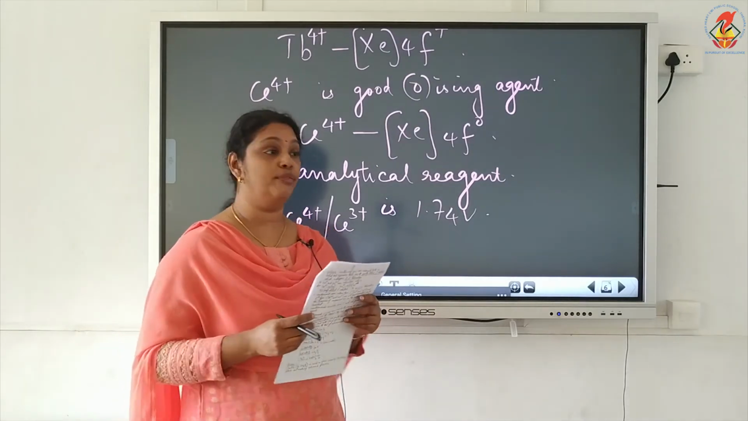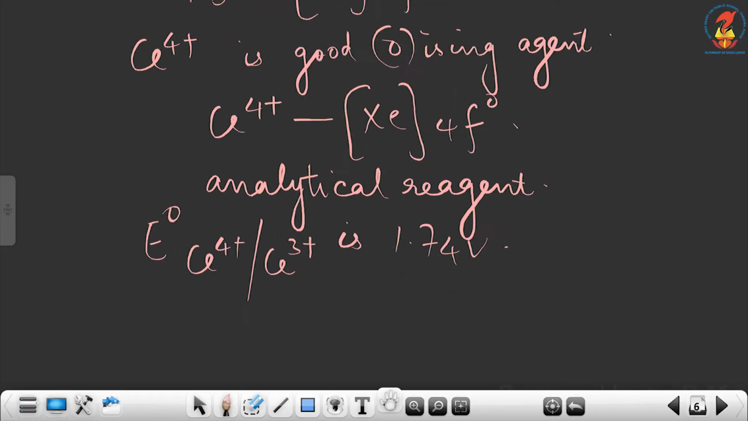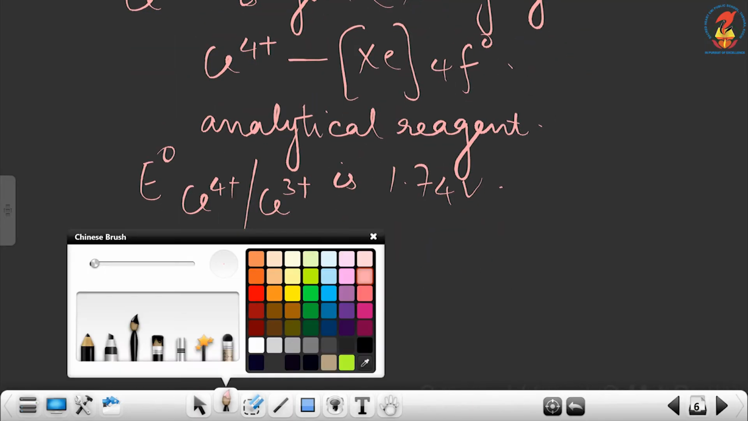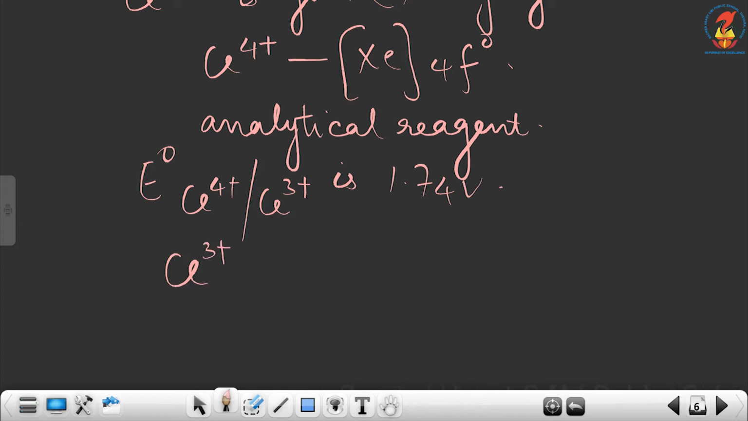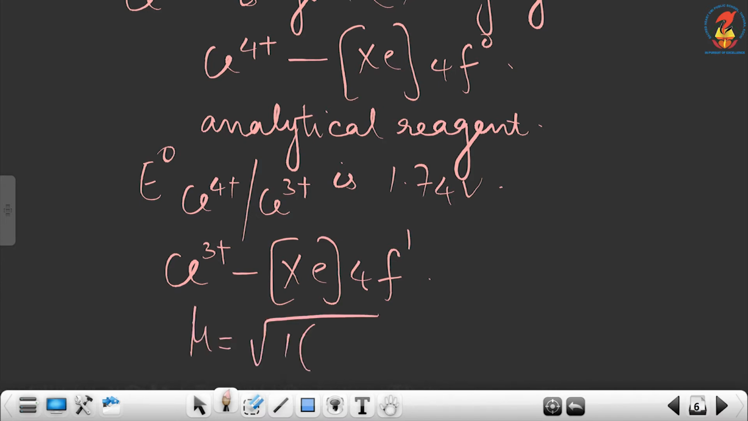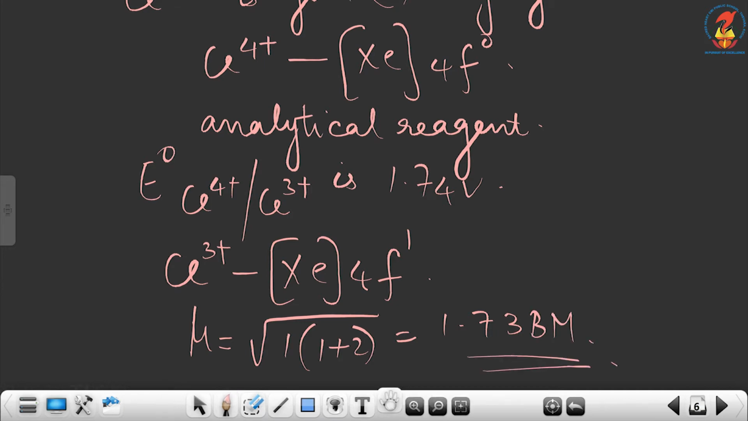Now next is a question to calculate the magnetic moment of cerium 3+ on the basis of the spin-only formula. So cerium 3+ means the configuration is xenon 4f1. Now one unpaired electron, so the expression is mu equals root of n into n plus 2, so 1 into 1 plus 2, which is equal to root 3, which is equal to 1.73 Bohr magneton. So this is the answer.